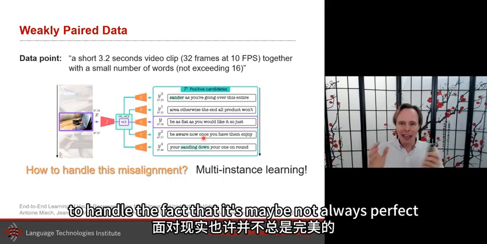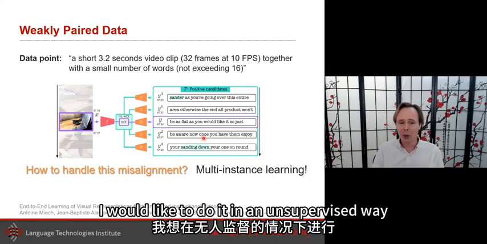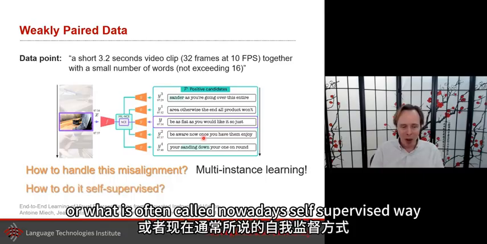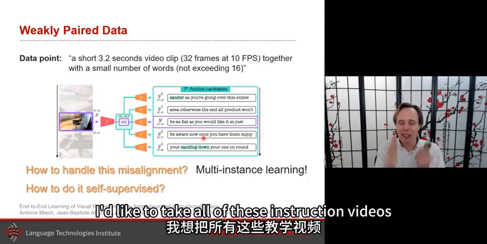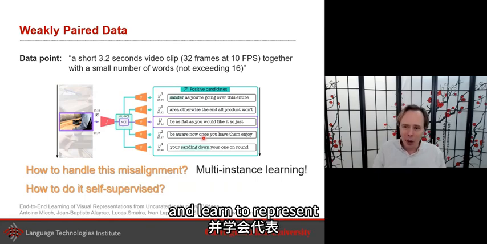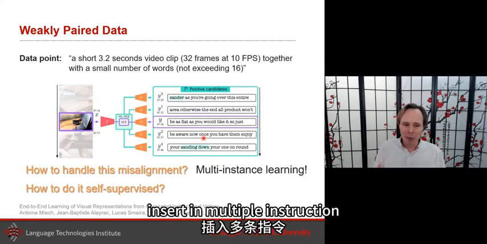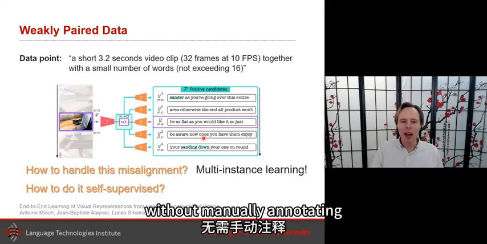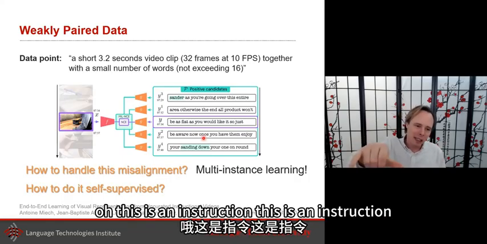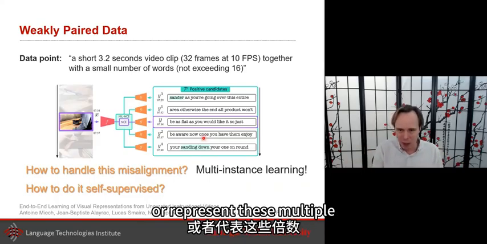Now, to handle the fact that it's maybe not always perfect, and also because I would like to do it in an unsupervised way, or what is often called these days a self-supervised way, I'd like to take all of these instruction videos and learn to represent these instructions in a self-supervised way, without manually annotating, oh, this is an instruction, this is another instruction. I'd like to find ways to embed or represent these multiple instructions.